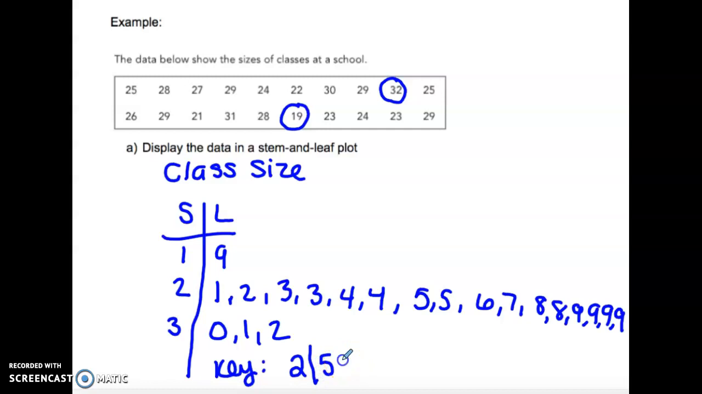So 2, line 5 means 25. And this is class sizes, so 25 students. So this is how you would create your stem and leaf plot.